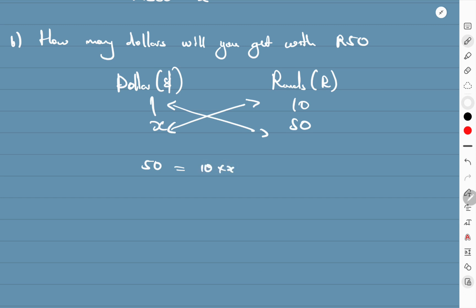I'm looking for X, which is the number of dollars that I should have if I have 50 rands. Therefore, I know that 10 and X are multiplying. The inverse operation of multiplication is division. I'm going to divide both sides by 10, so that the 10 and the 10 cancel and I'm left with X. What is 50 divided by 10? The answer is 5. It means if I have 50 rands, that is the same as $5.